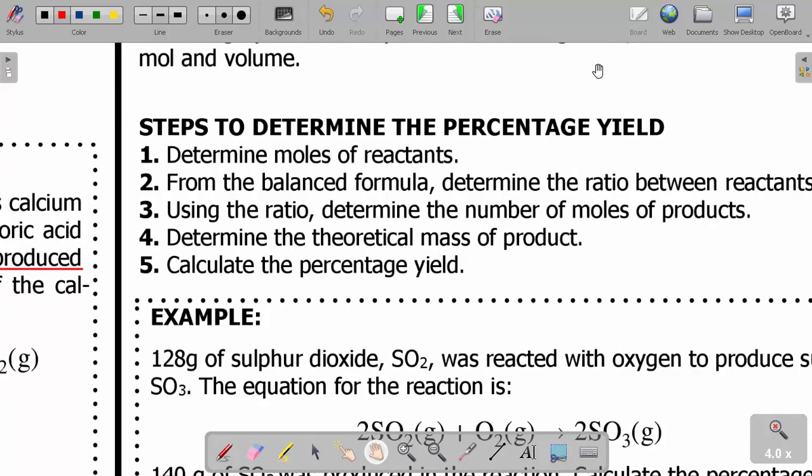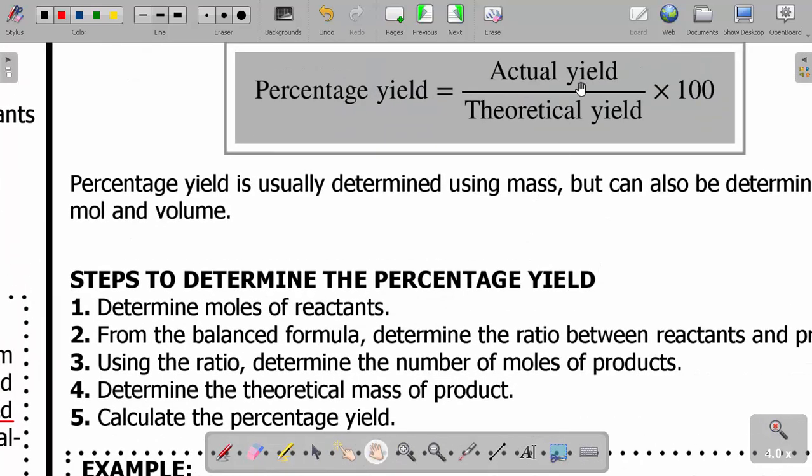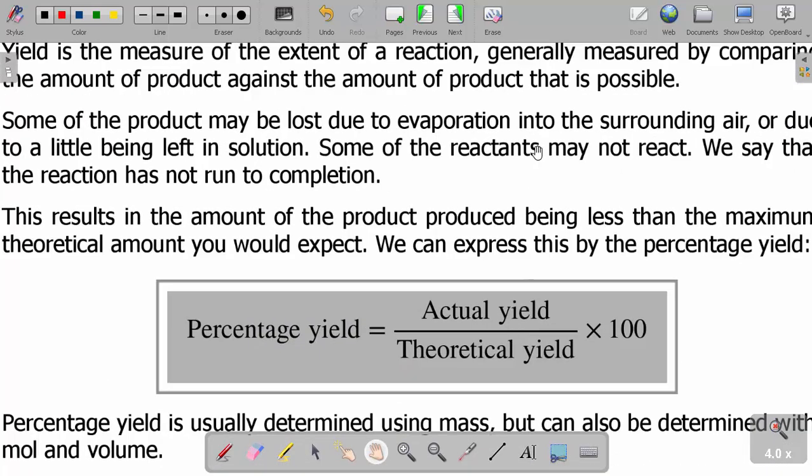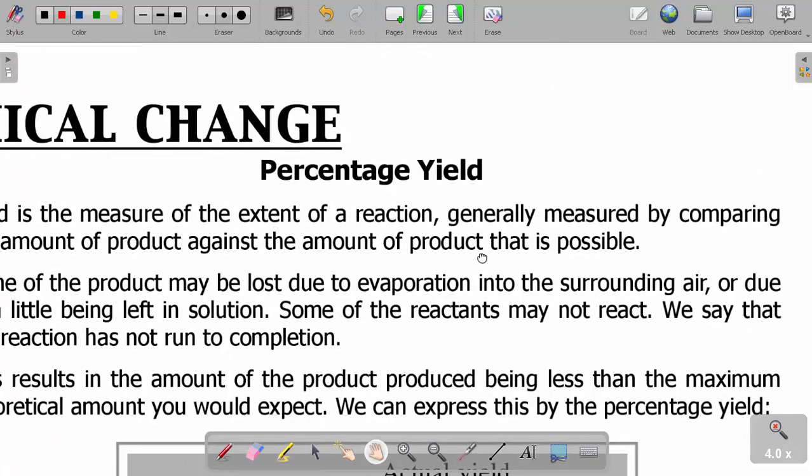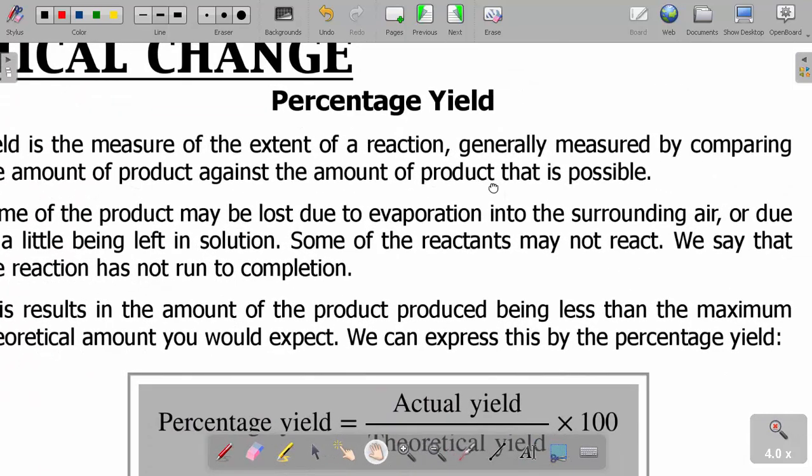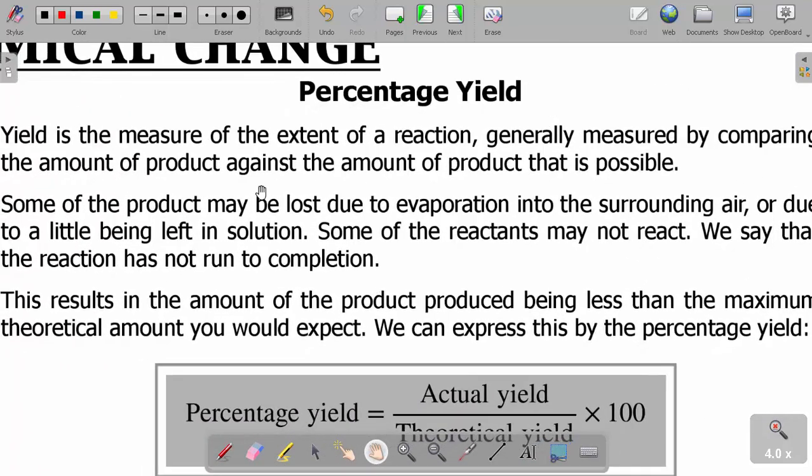Now also we need to know how to determine the percentage yield. Sometimes they're going to ask us this in our test, and this is how we get the percentage yield. Now, yield is the measure of the extent of a reaction, generally measured by comparing the amount of product against the amount of product that is possible.